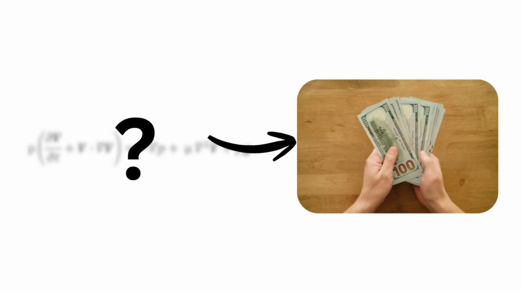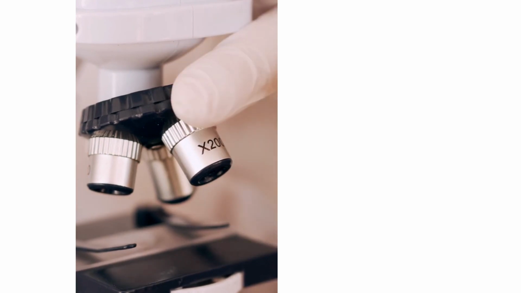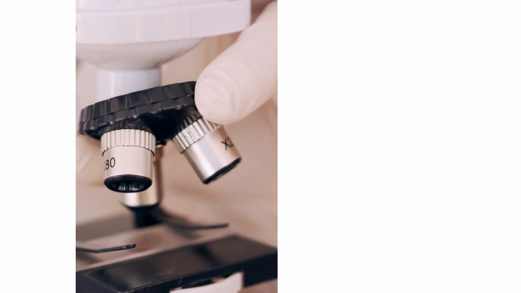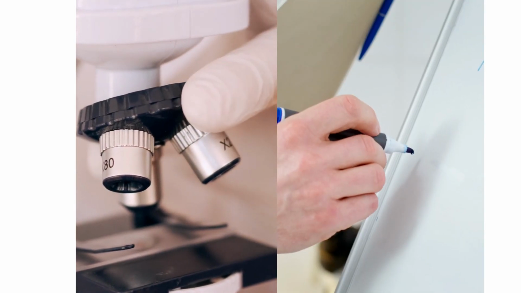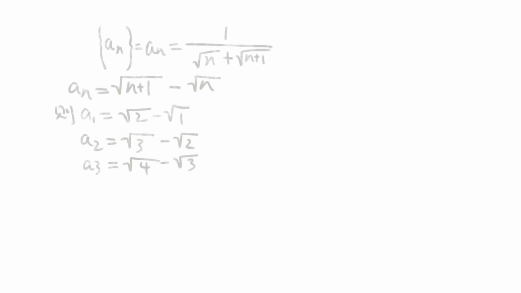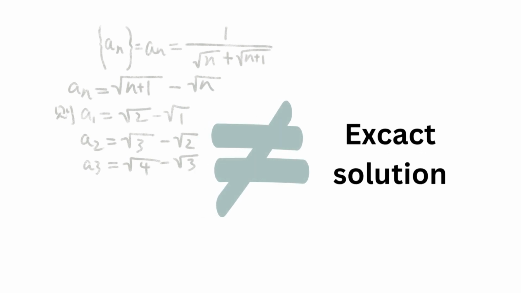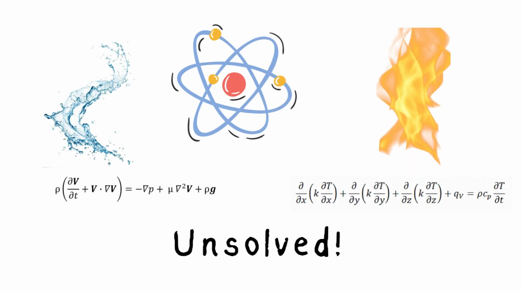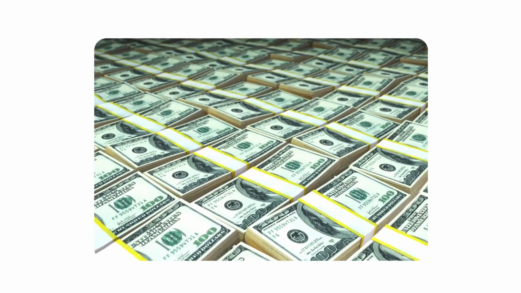If you solve this mathematical problem, you will get $1 million. We like to imagine science as exact, that somewhere behind modern technology there are perfect equations with perfect answers. But you're probably going to be surprised to know that we do not actually solve most equations exactly. In fact, some of the most important mathematical problems in physics are still unsolved today, and there is literally a $1 million prize waiting for anyone who can solve them.